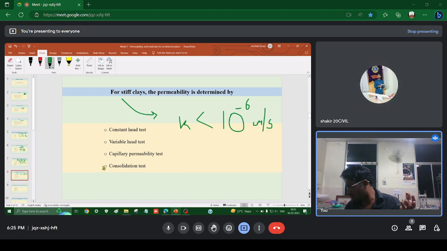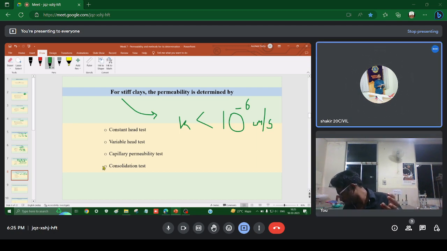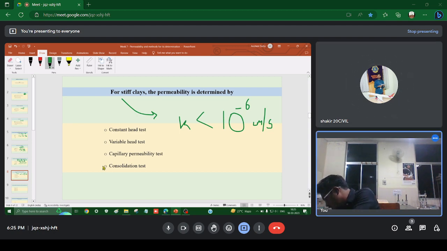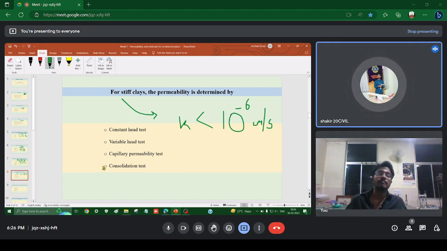In case of consolidation, the particular equation I am talking about is the coefficient of consolidation CV equals K by MV gamma W. There is a relationship between the coefficient of volume change and the coefficient of permeability. Yes, this is the relation: K by MV gamma W.